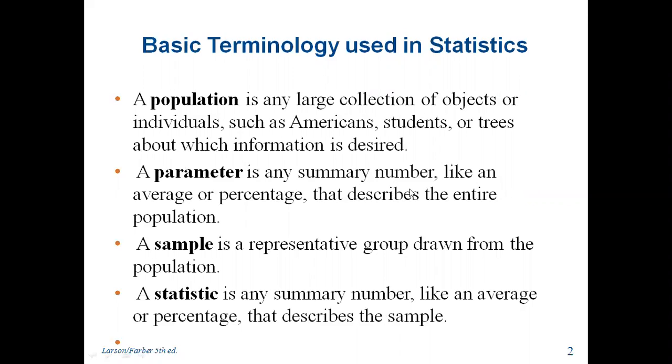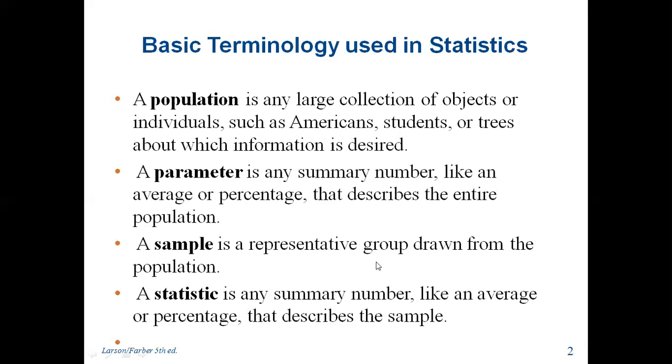A parameter is any summary number, like an average or percentage, that describes the entire population. So a parameter is a variable which is used to represent a summary of a population. For example, the average number of students in a particular country, the average number of teachers, or the average number of unemployed people in a particular country can be represented by a parameter.